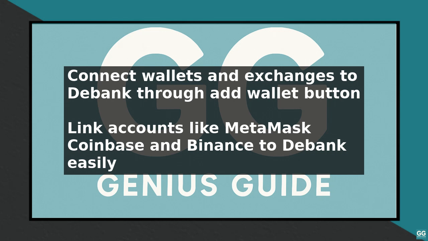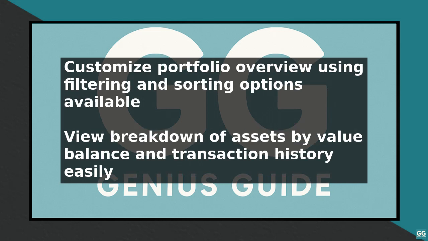You can view your portfolio overview by clicking on the Portfolio tab and then selecting the Overview option. From here, you can see a breakdown of your assets, including their current value, balance, and transaction history. To customize your portfolio overview, use the filtering and sorting options. For example, you can filter your assets by wallet or exchange, or sort them by value or balance. This allows you to quickly and easily view the information that is most important to you.